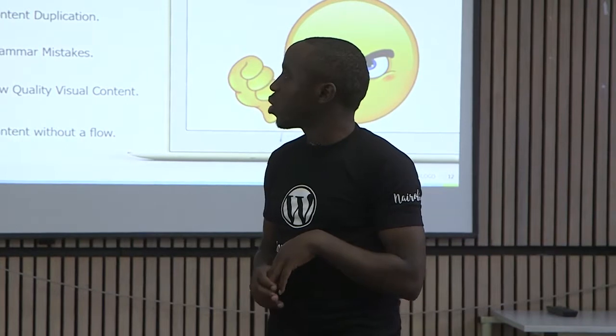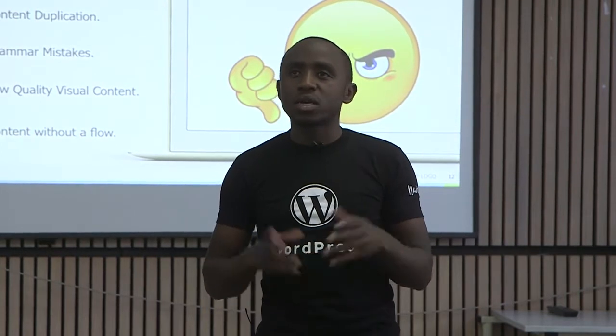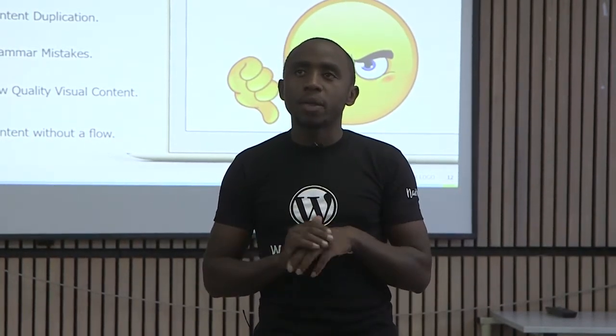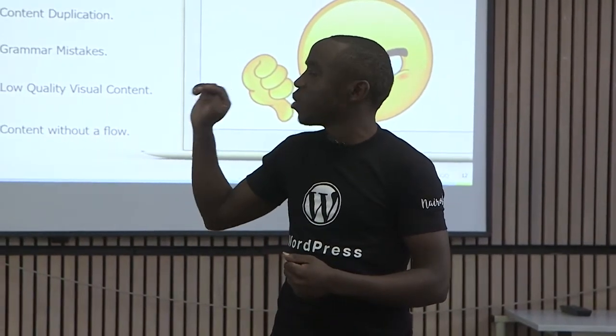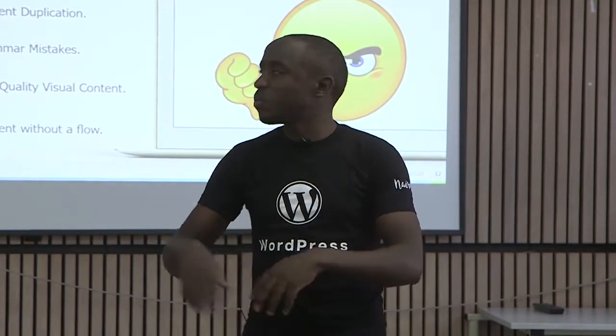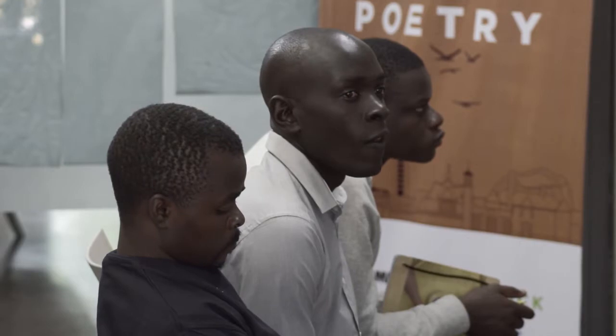Then the third one is low quality of visual content. This is where you sometimes just post images which are not very good quality. There's a thin line between you having your original content and also that content being quality. Because sometimes the reason we'll find ourselves posting content, especially graphic content from other websites, is because we'll think I don't have a good camera to take the photos, and so I'll just take them from a certain website and post it on mine.